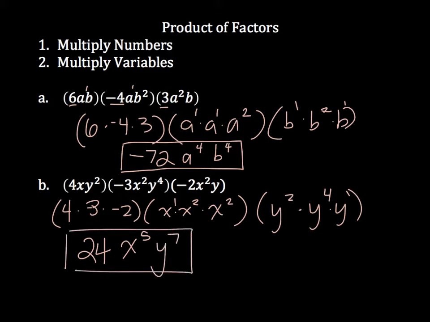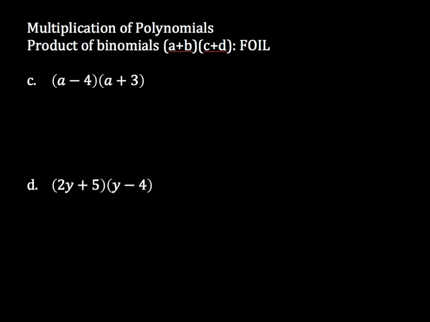Okay, so multiply the numbers all together, multiply each of the variables, and then just put them all next to each other like this. Now we're going to look into multiplying polynomials. So I'm not just multiplying monomials, right? So now I have a binomial times a binomial. For this, we use the acronym FOIL. FOIL stands for first, outside, inside, last.